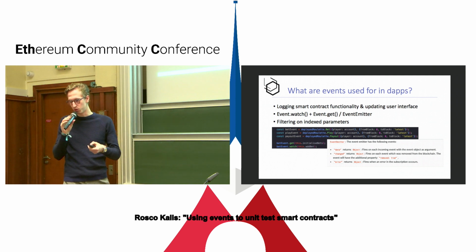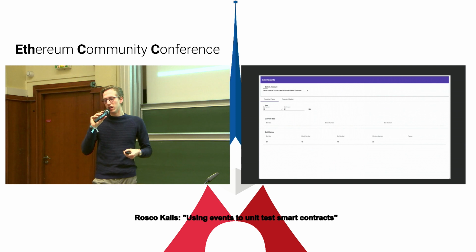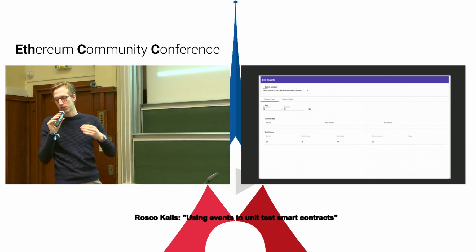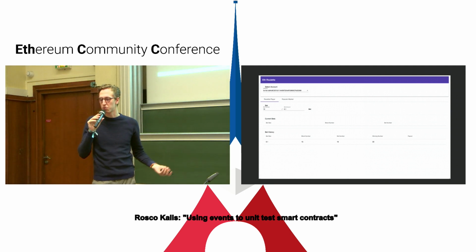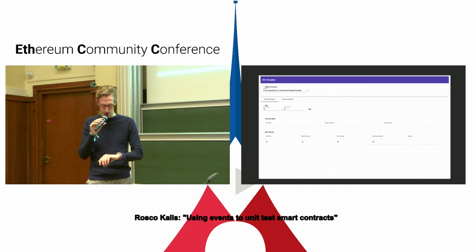We can use that to come to something like this, which is a user interface that shows a list of all the times the player bet in the app, what the outcome was, and maybe if they were paid out. So that's one of the things that you can really use these events for.